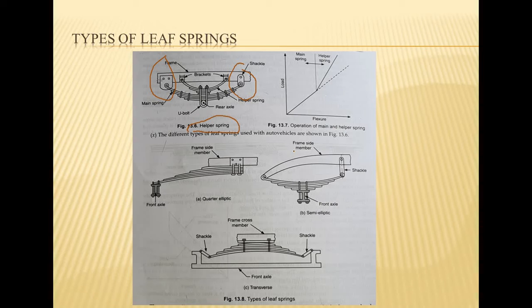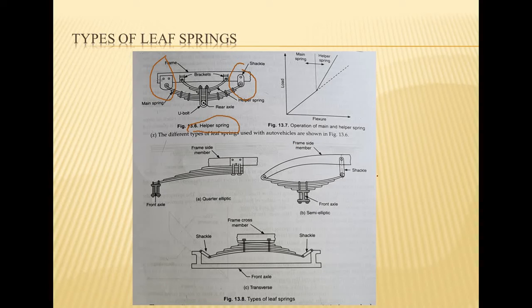Generally, the helper spring is cambered while the mainspring is of flat type. The combination of helper spring and mainspring is often called progressive spring. A progressive spring is a variable rate spring with the rate increasing with increase in its deflection.